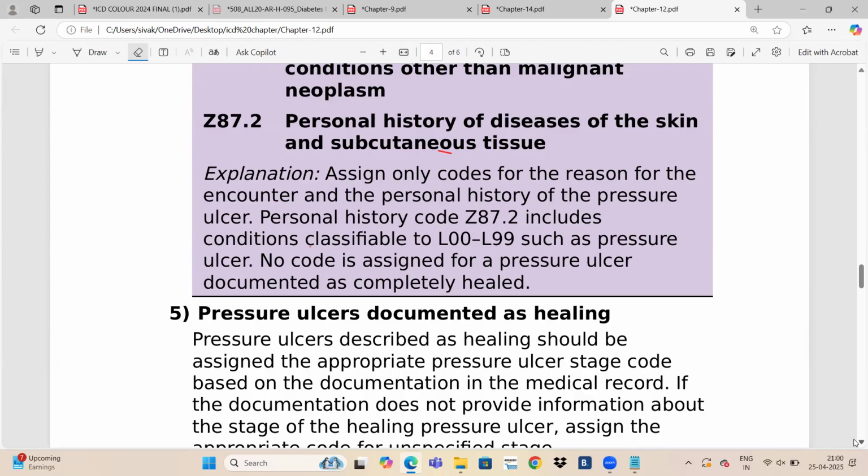Remember, for a pressure ulcer or a normal ulcer, if healing is documented you can code it; healed we should not code. A pressure ulcer described as healing should be assigned the appropriate pressure ulcer stage code based on the documentation in the medical record. We can code. Okay.